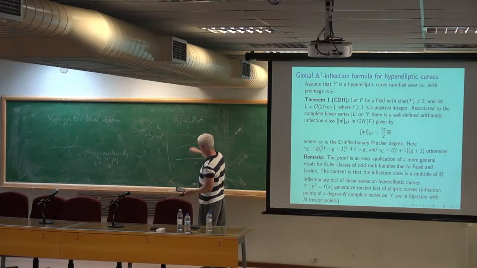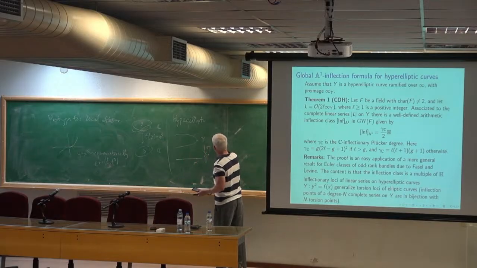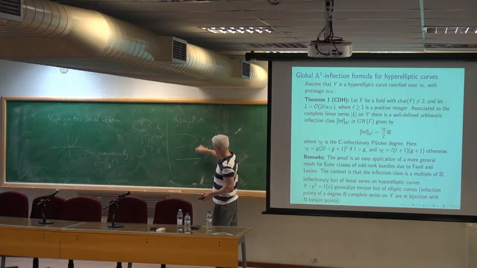I have a 2-to-1 cover. The local equation of my model is y squared equal to f of x. I have this projection that just sends (x, y) to x. And then in the picture, this projection is ramified over infinity.